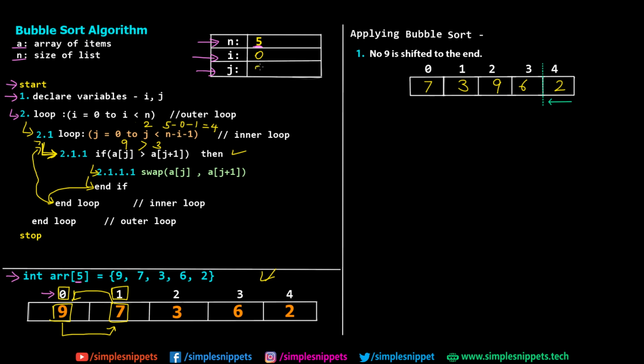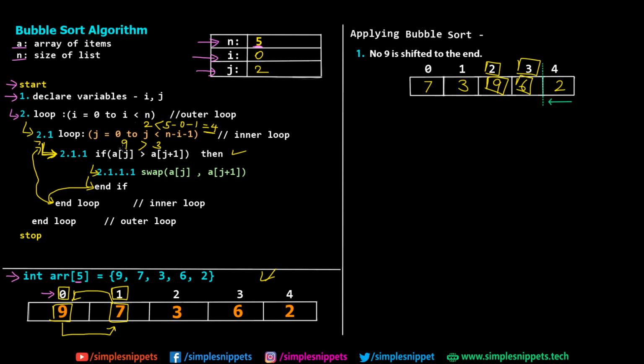j will become 2. Now 2 is still less than 4, because n is 5, i is 0, so 5 minus 1 is 4. So 2 is still less than 4. So we'll again go inside this inner loop. Again the comparison is now happening. So now a of j is a of 2. What is a of 2? 9. The element at index position 2 is 9. And a of j plus 1, that is 2 plus 1, is 3. So a of 3, the element at index position 3, is 6.